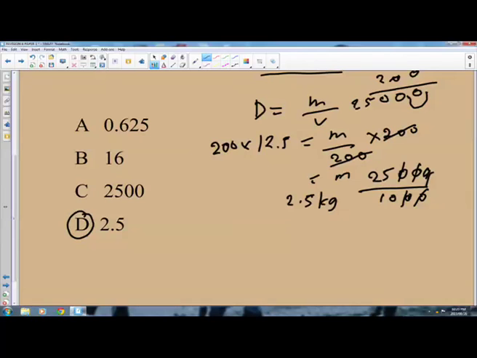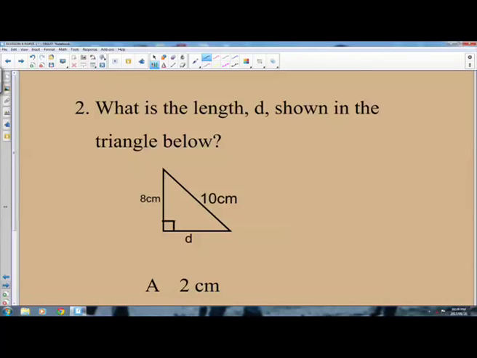Let's go on and look at the next revision question. It says, what is the length D shown in the triangle below? So you are given the triangle here, and you are expected to calculate the length D. In a triangle where this is 90 degrees, the side opposite the 90 degrees is what we call the hypotenuse. That is the longest side.